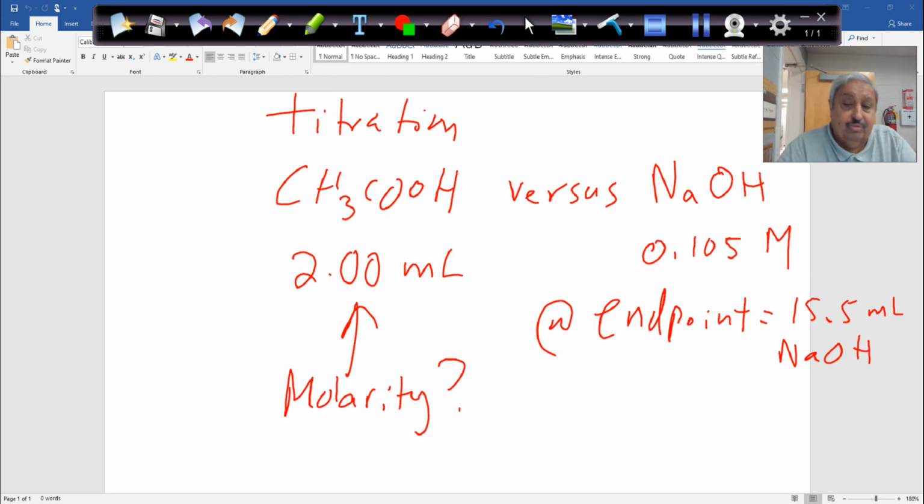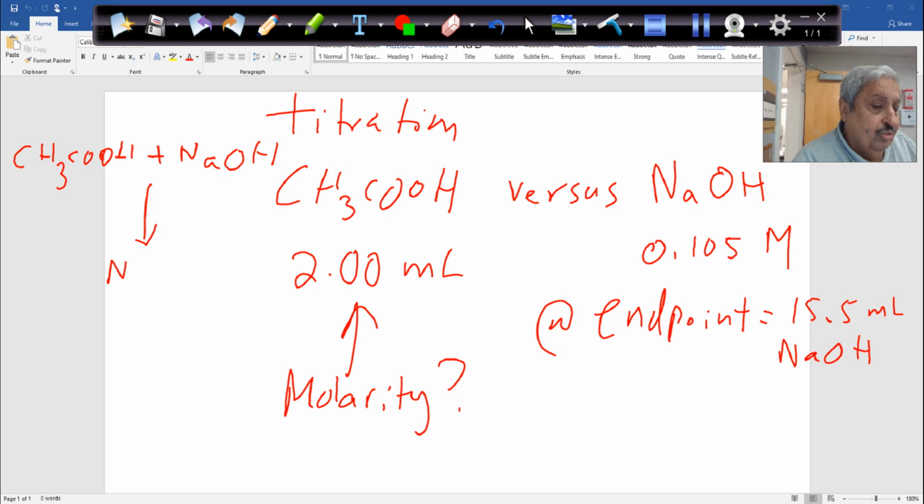Well, we can calculate the whole thing, and we have to know this 1-to-1 ratio. So first of all, you know the reaction is a 1-to-1 mole ratio. Acetic acid plus sodium hydroxide will give you sodium acetate, that's double displacement, plus H2O.